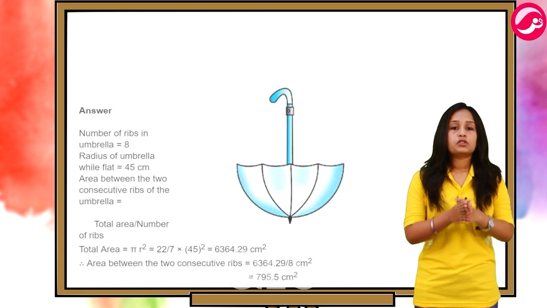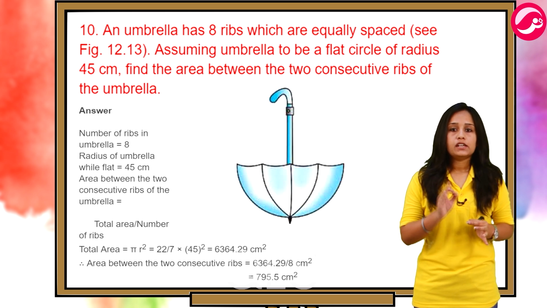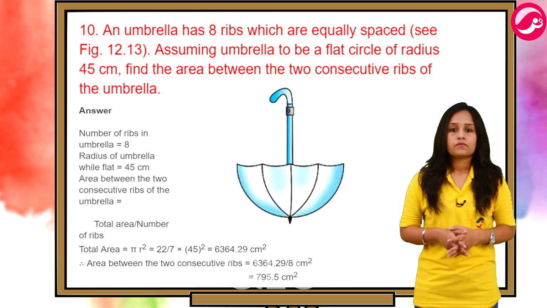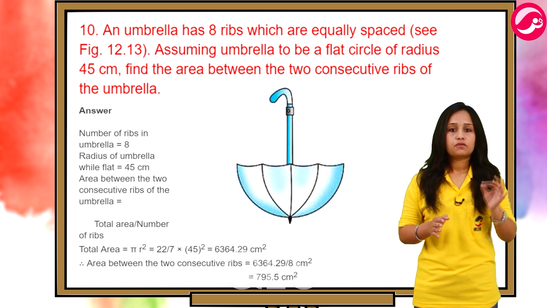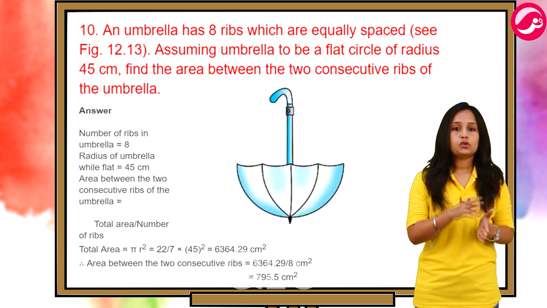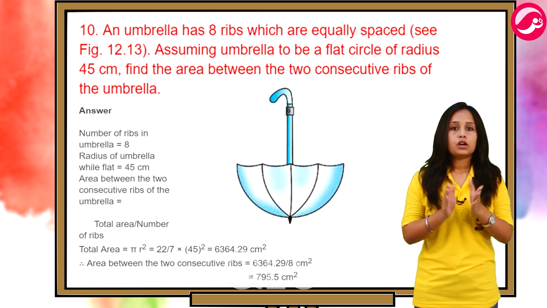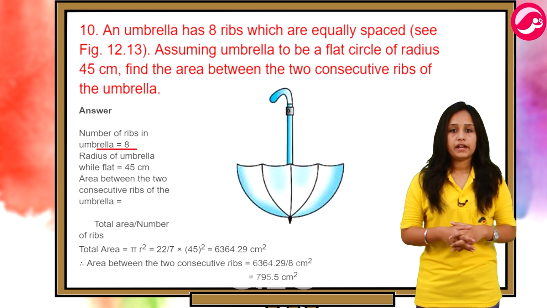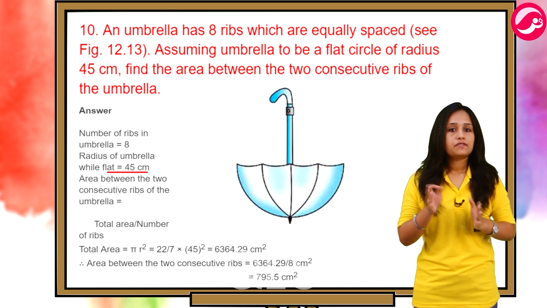Now, the next problem says that an umbrella has 8 ribs which are equally spaced, as you can see in the figure. So assuming that umbrella to be a flat circle of radius 45 centimeters, we have to find the area between the two consecutive ribs of the umbrella. So again basically this question says that we have to find the area of the sector. Now number of ribs in the umbrella is equal to 8. Radius of umbrella while flat will be equal to 45 centimeter.